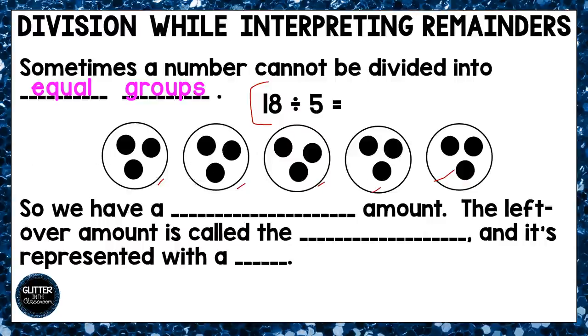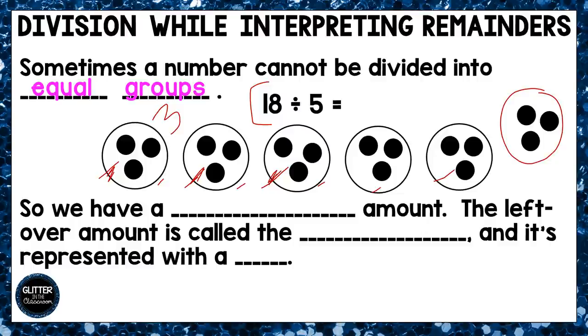Now, as they're divided out, you can see there's 3 in each group, but that only takes us up to 15. So I have these 3 here that if I were to divide them into the circles, my circles would be uneven. These ones would have 4 dots, and these 2 here would only have 3, so they're not even. So in order for my division to stay even, I'm going to have a leftover amount.